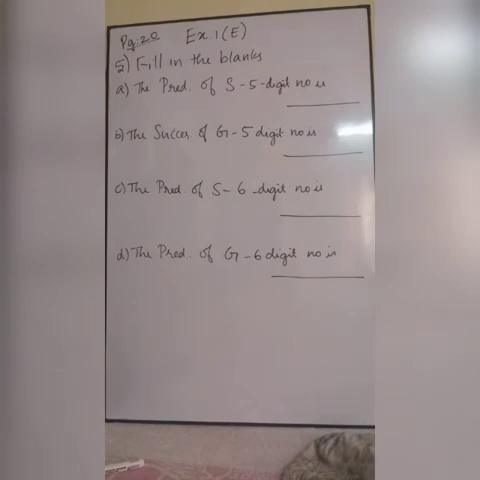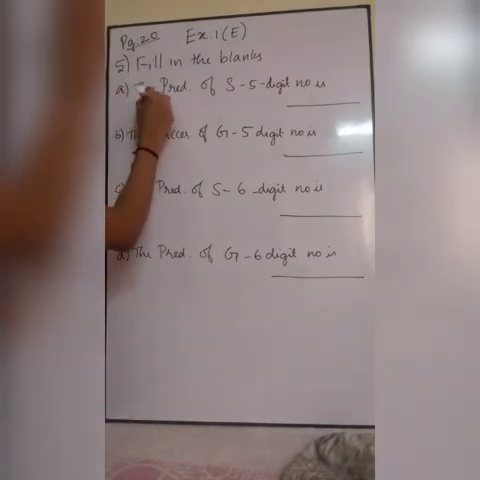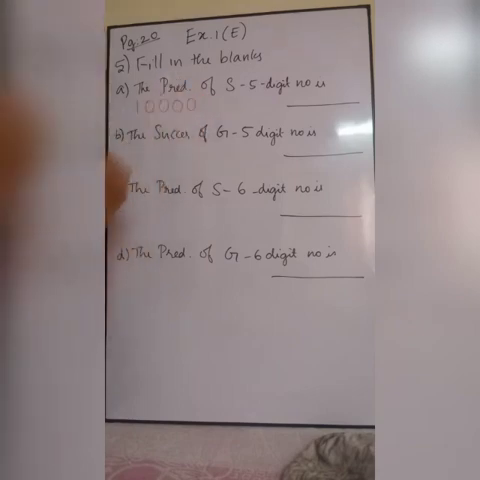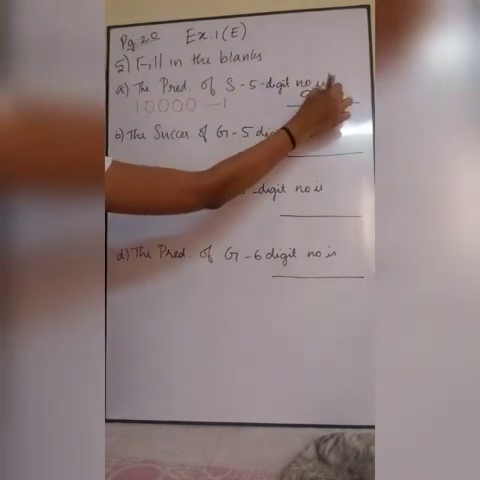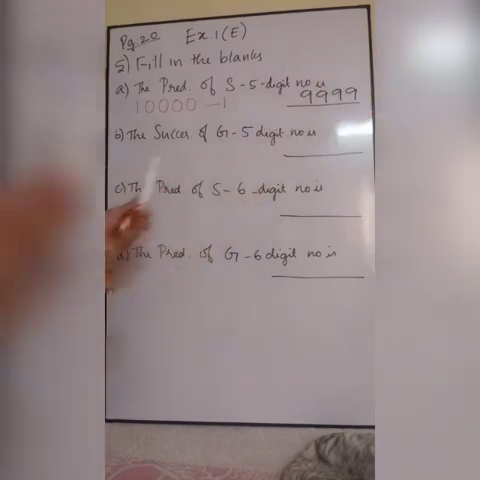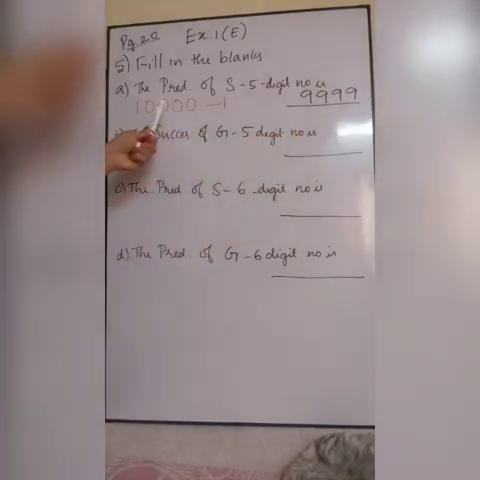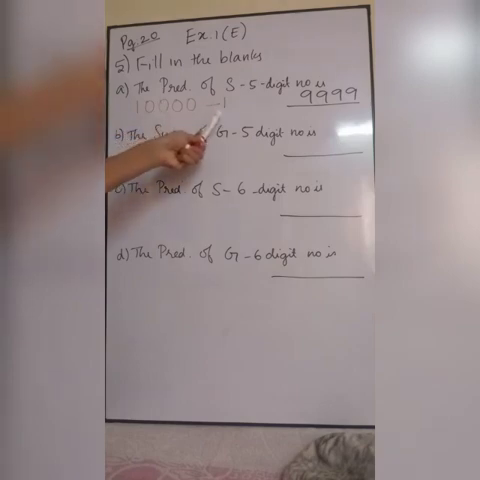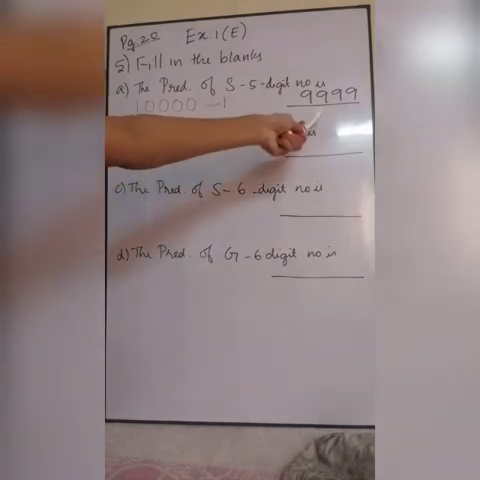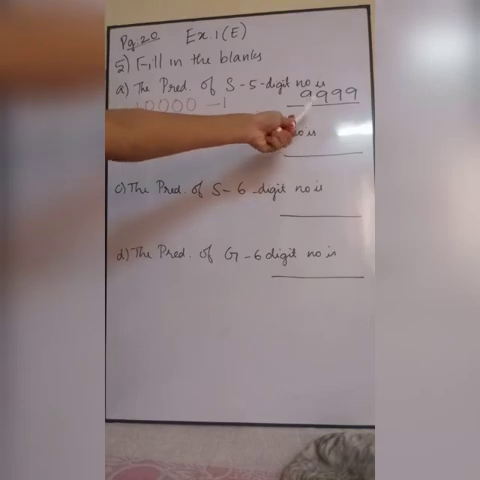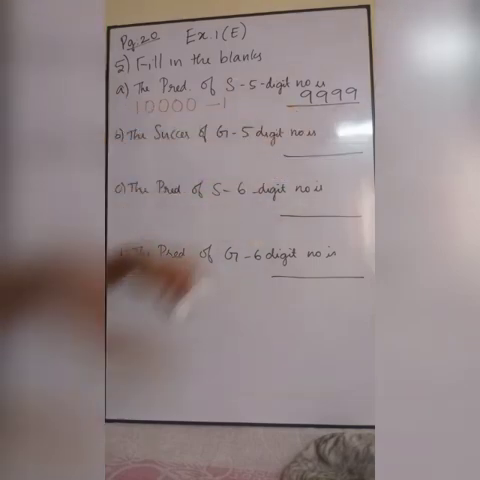So what is the smallest 5-digit number actually? The smallest 5-digit number is 10000. If you subtract 1 from that number, what will your answer be? 9999, which is the greatest 4-digit number. So if you subtract 1 from the smallest 5-digit number, you will get the greatest 4-digit number. So this is the predecessor of the smallest 5-digit number.